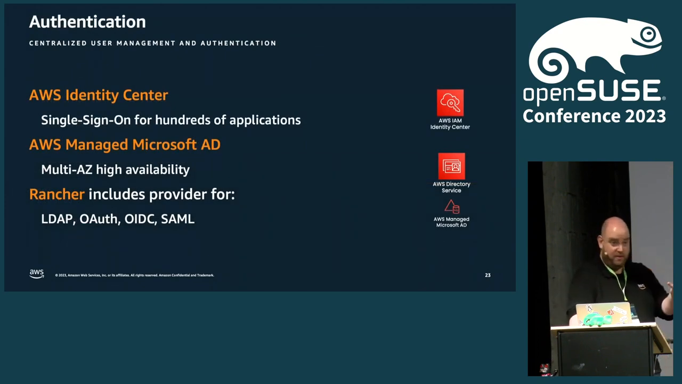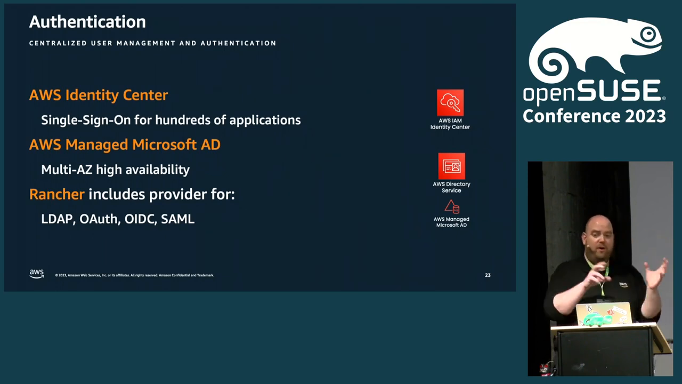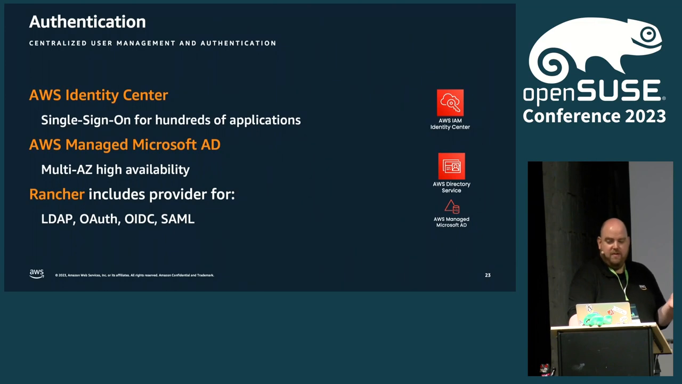Let's now take a look at authentication. For smaller and POC environments, I guess it's fine to use the local user management in Rancher. But to centralize it, Rancher comes with various authentication providers. For example, LDAP, OAuth, OIDC, and SAML. We have AWS Identity Center. That's actually our SAML identity provider. Users can either be managed directly in Identity Center, or I can link it to an AWS-managed Microsoft Active Directory. And AWS Identity Center comes with roughly 300 pre-integrated apps, but can also use custom SAML applications like Rancher.